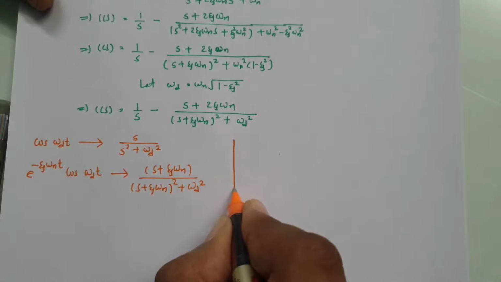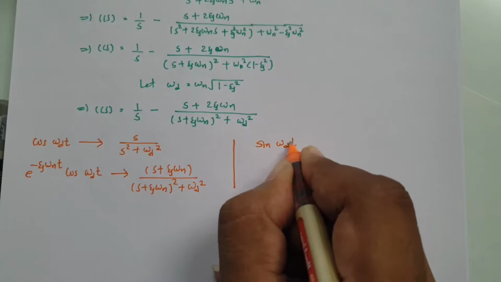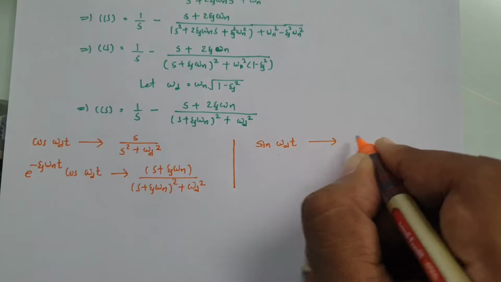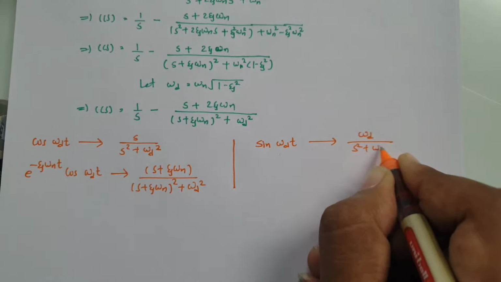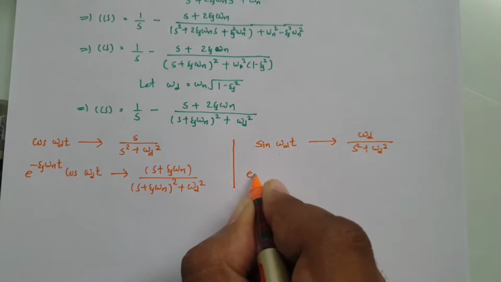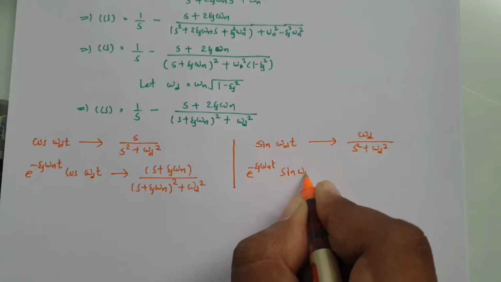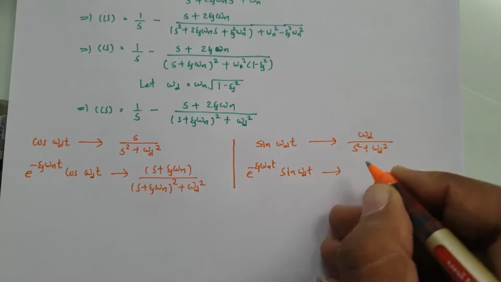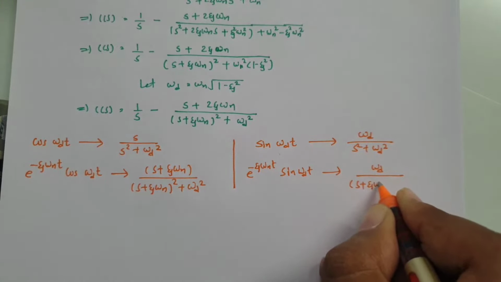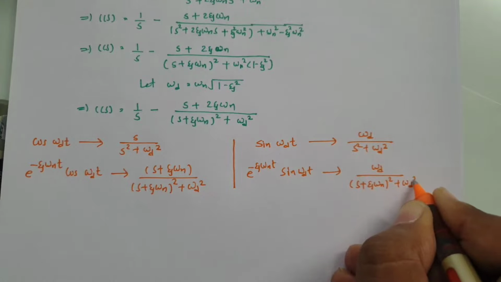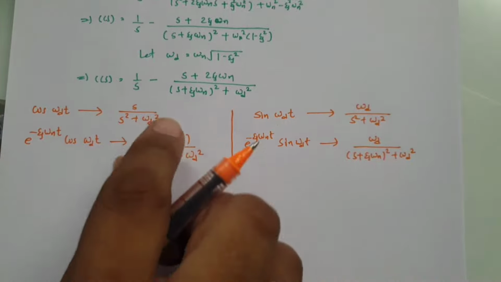And for the sine Laplace transformation, sine of omega dt will be there in Laplace domain as omega d divided by s square plus omega d square. And if you have e to the power minus zeta omega n t into sine omega dt, then in Laplace domain it will be omega d divided by s plus zeta omega n whole square plus omega d square. Now by keeping these formulas in mind, we can further simplify this output.